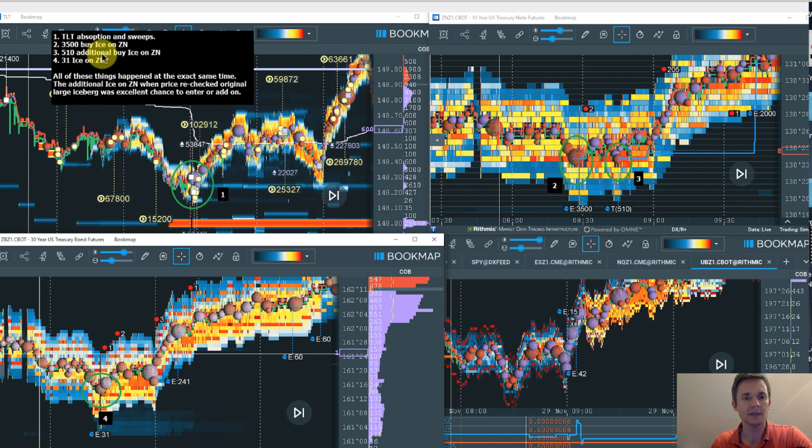Note number three, 510 additional buy iceberg on ZN. So ZN has a quick bounce up, quick for treasuries.